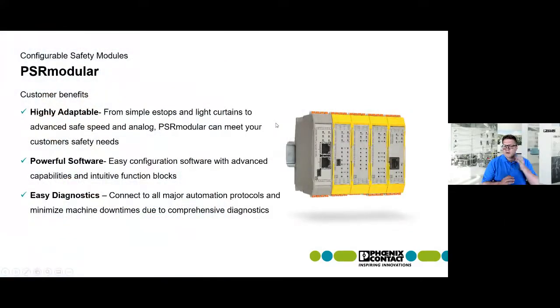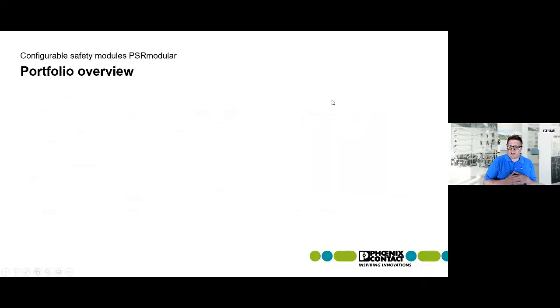So a quick reminder, if you didn't join me on my last webinar where I went through developing your first PSR modular project, the PSR modular is a configurable safety module. It's highly adaptable. It can go from e-stops to light curtains, but also enables safe speed and analog right on the same backplane. It's a powerful software with easy configuration. It's got advanced capabilities and intuitive function blocks. And the diagnostics, which we're covering today, can connect to all the automation product protocols and minimize downtimes due to comprehensive diagnostics.